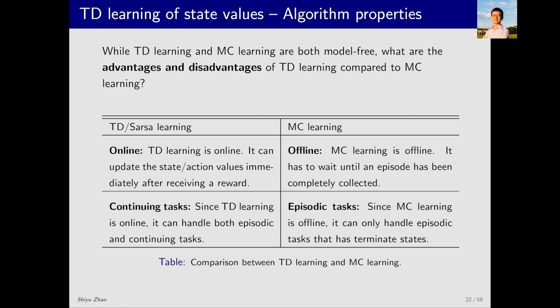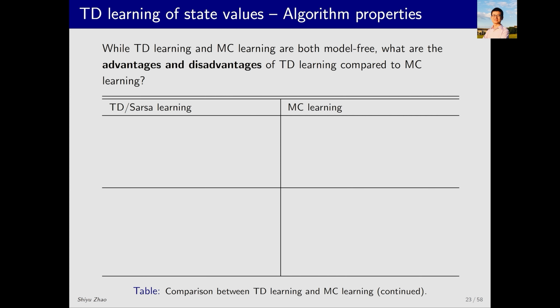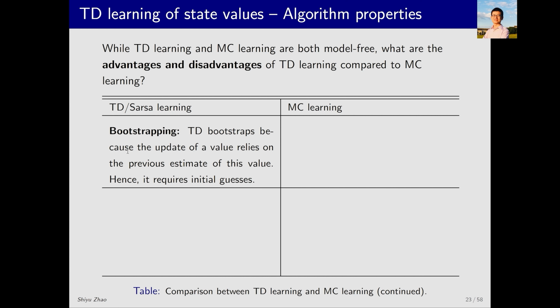MC learning, being non-incremental, can only handle episodic tasks. It requires the task to stop before the MC algorithm can be used. In these aspects, the TD algorithm is better. Next, let's look at another property of TD algorithms. It is bootstrapping.